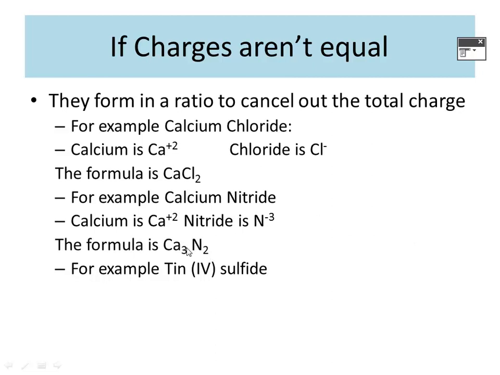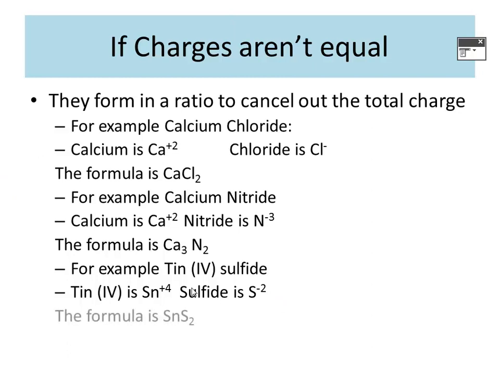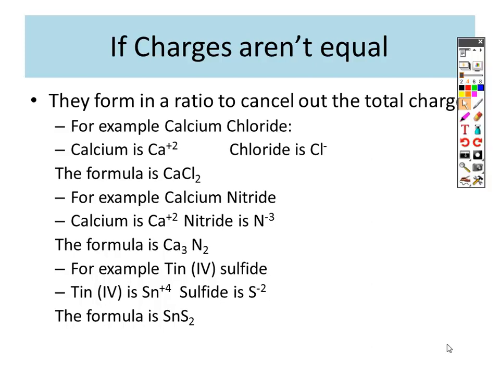So you have Ca3N2. The last one we're going to talk about, tin 4 sulfide. Tin 4 is Sn+4. Sulfide is S-2. So tin 4 sulfide is SnS2 because two negative 2's will cancel out a positive 4. So that's what you want to do. You want to always make sure that you put it in a way that it cancels.